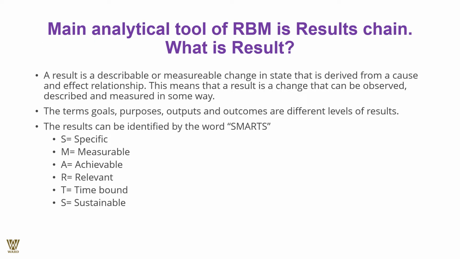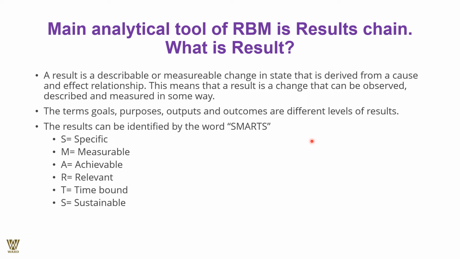Let us understand the most important analytical tool of result-based management, which is the result chain. And what exactly is a result? A result is nothing but a describable, measurable change in the state that is derived from a cause and effect relation. Remember, I said TPD is total production per day, or ARPU, average revenue per user, or total occupancy. So what are we looking into?